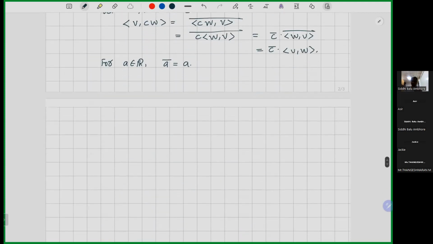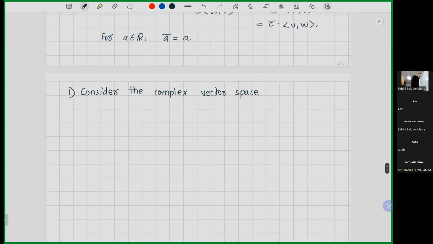So let us start with our actual questions. So consider the complex vector space. Please let me know if anything is unclear. You can write it in the chat or unmute yourself and ask.